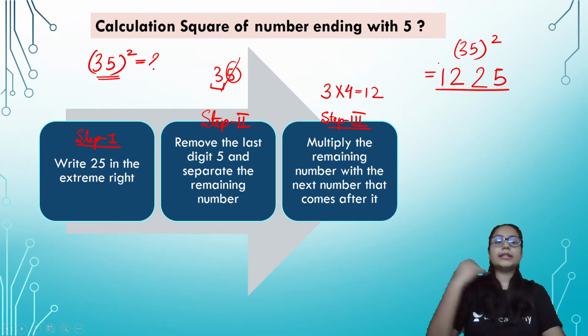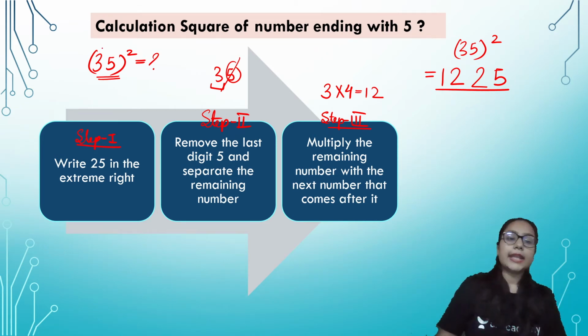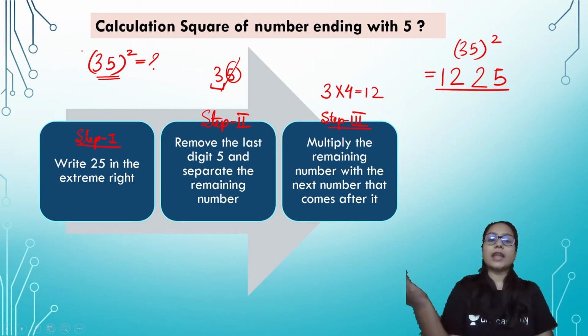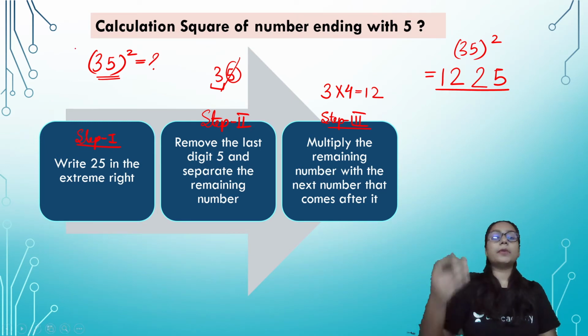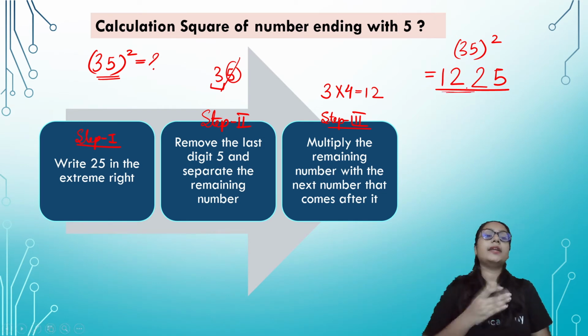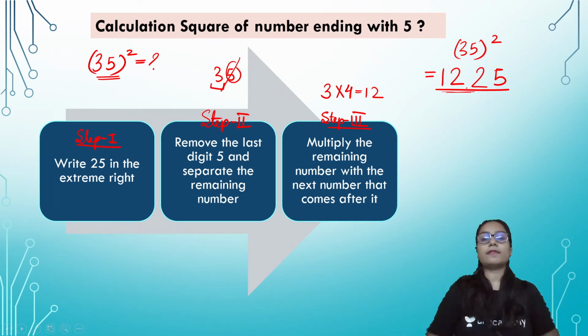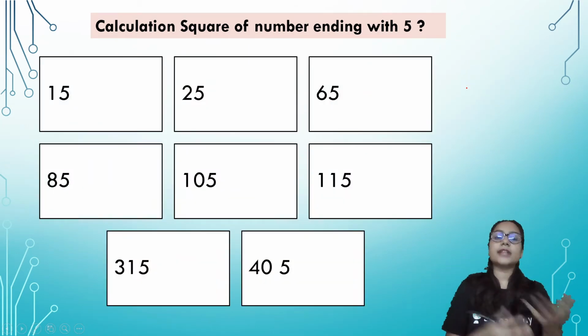So let us repeat this concept again. Just write 25 on the extreme right. Remove 5 from the number, take the remaining number and multiply it with the number that comes next, and keep it on the left hand side of the 25 that you have written, and you have the square. So easy. Now let us verify this for some other numbers also.